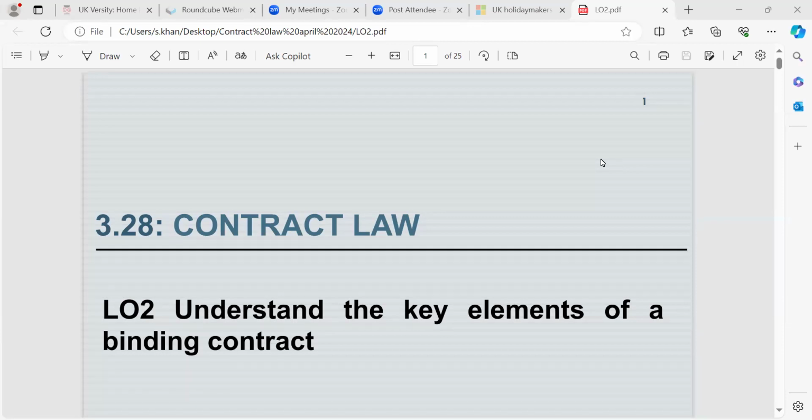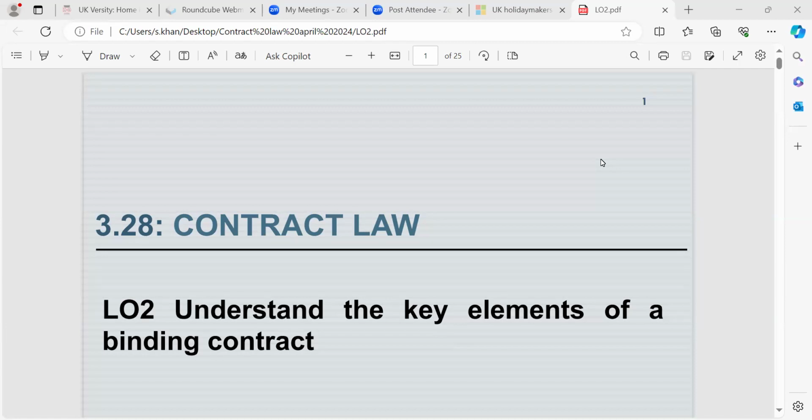Before I carry on with learning outcome 2, I'm going to go through a summary of what we did in learning outcome 1, which was in the last session. In learning outcome 1, we looked at knowing the key principles of contract law, starting with 1.1, which was to outline the key principles of contract law.